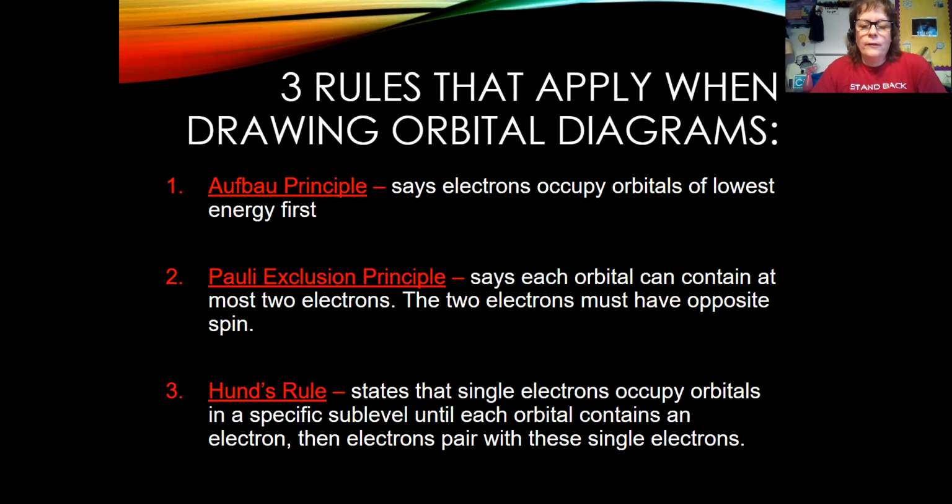This states that single electrons occupy orbitals in a specific sublevel until each orbital contains an electron, and then they'll start to pair up. According to Mr. Lundquist, the way he likes to explain this is you think Hund, Greyhound, the busing company. So you go to get on a bus and you see that there are people sitting in seats. Normally, you're not going to go sit down next to a person that already is occupying a seat unless you absolutely have to. You're going to take a seat that does not have anybody sitting in it. So he said that's the way he tries to describe Hund's rule.